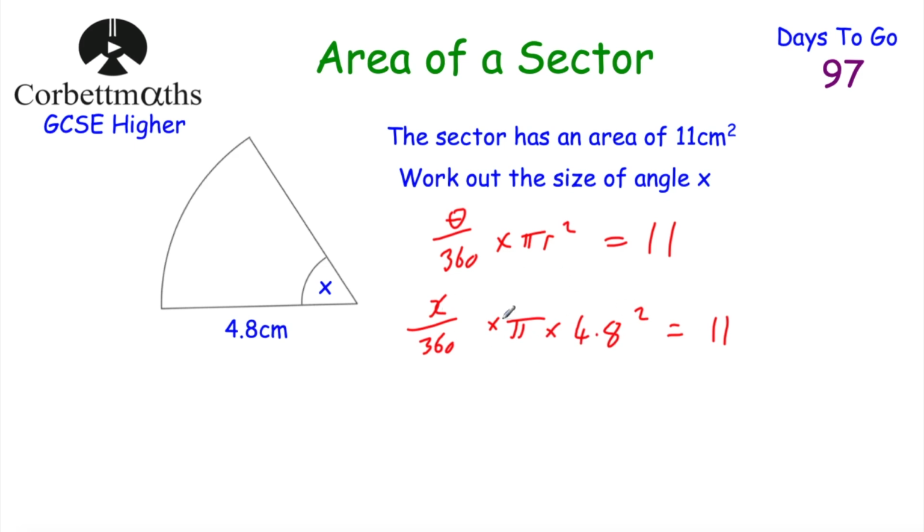Now we just need to work this out and work out what x is. This is like an equation. I'm going to work out the 4.8 squared to begin with, so that's x over 360 multiplied by pi multiplied by 23.04, and that's equal to 11. Now we just need to find out what x is. We want to get rid of the multiply by 23.04 and the pi, so we're going to divide both sides of the equation by 23.04, then divide both sides by pi, and finally we'll end up with x over 360 equal to something, and then you multiply both sides by 360 to find out what x is.